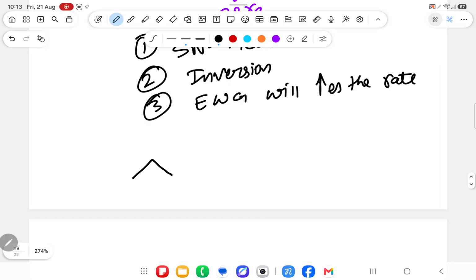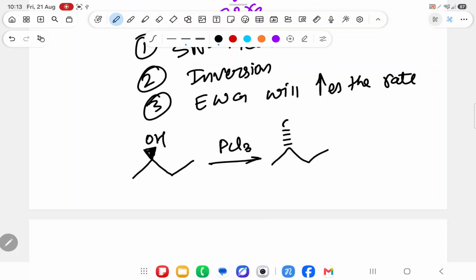Over here suppose there is a wedge OH, and it reacts with PCl3. What is the product coming? You will say, sir, inversion. So the wedge will convert into a dash. Understanding? Yes sir. So this is also done.